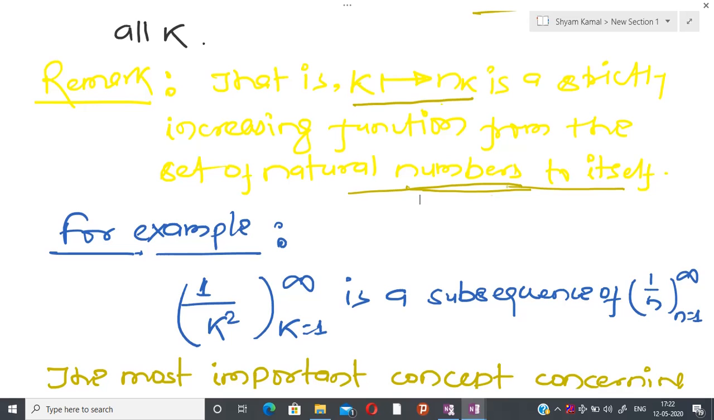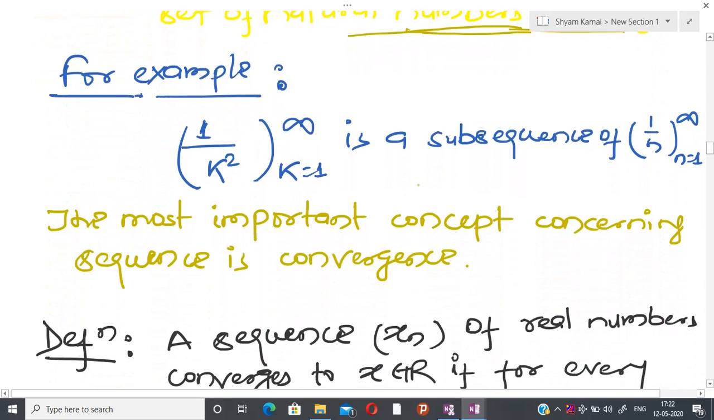So here I am going to talk about one example. I have taken this 1 by k square, and another sequence I am taking 1 by n. So it is possible to show that this particular 1 by k square, k tending from 1 to infinity, is a subsequence of this one, that is 1 by n, n tending to infinity. It is pretty easy to check that this is the subsequence of this.